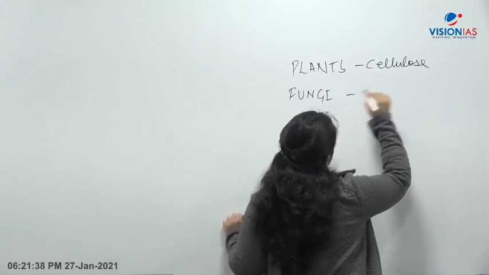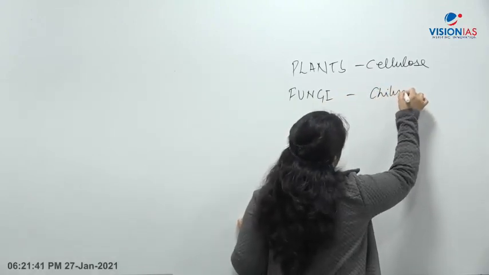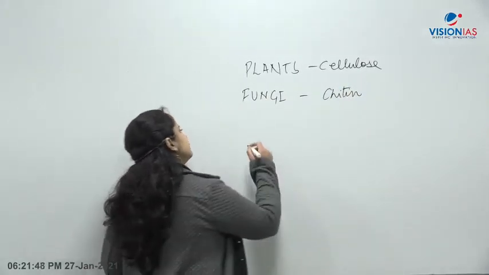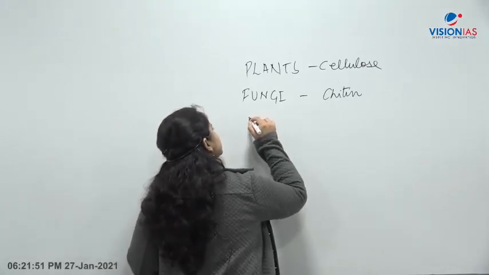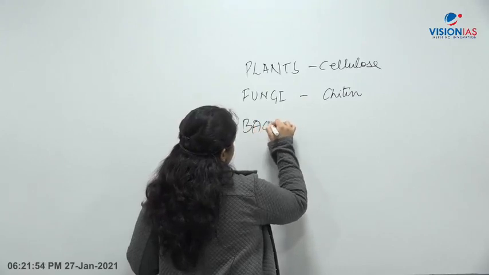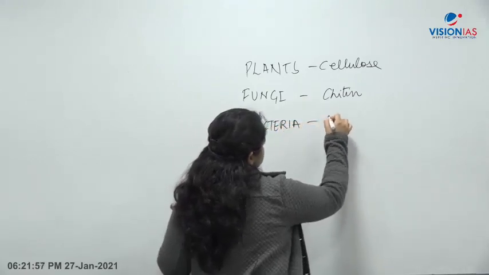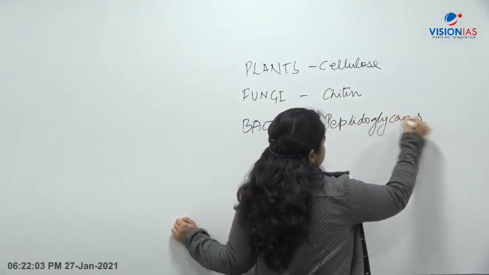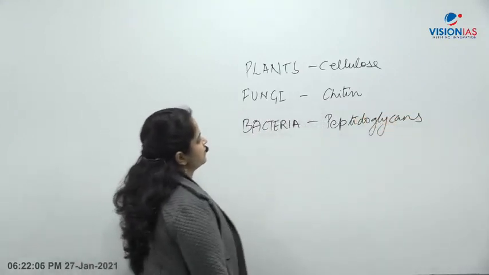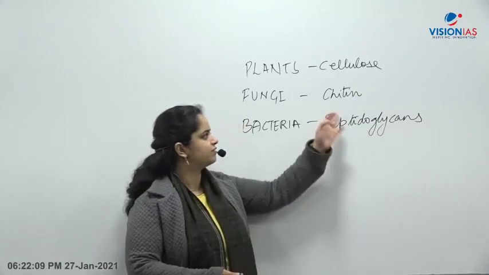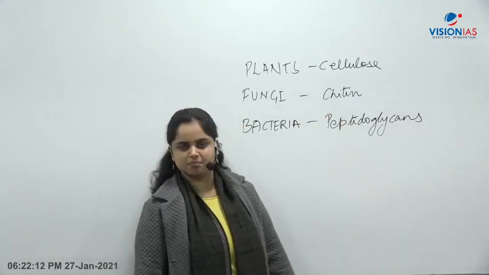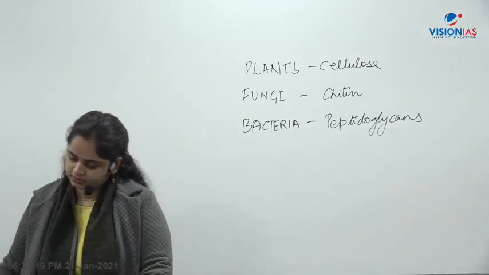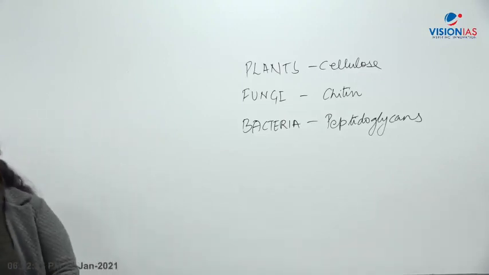Please note this down. Cellulose in plants, chitin in fungi, and peptidoglycans in case of bacteria. So these are the names of the different compounds of which the cell wall is made. Plants में cellulose, fungi, chitin, and in bacteria they are called peptidoglycans.